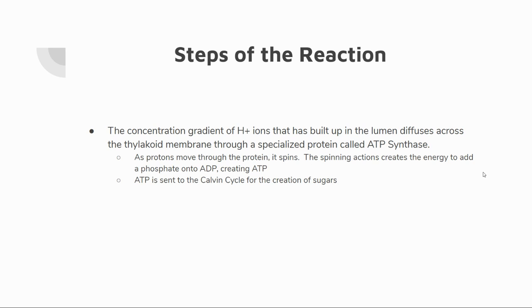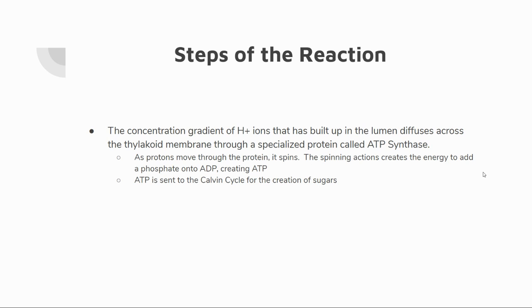And that ATP is sent to the Calvin cycle for the creation of sugars. So the spinning of ATP synthase, that protein, will provide the energy needed to attach a phosphate group to ADP. Remember, in order to create a chemical bond, energy must be put into it. So actively creating a concentration gradient of H+ ions, or protons, is going to provide the ability to do work to provide energy to make this compound.